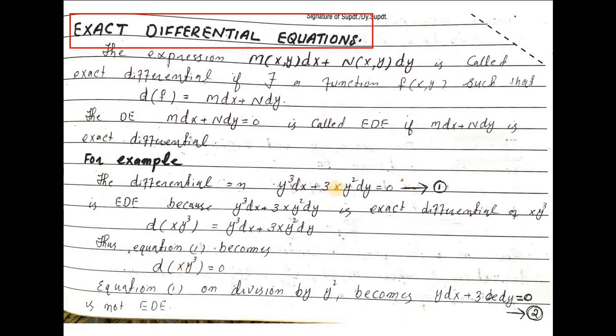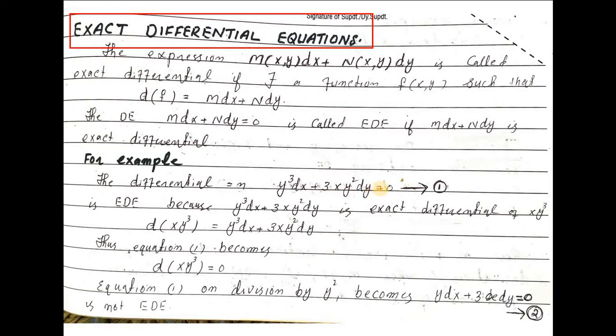Equation 1, and division by y square becomes y dx plus 3x dy equal to 0, and this equation is not an exact differential equation. Here we have equation number 1. This equation is exact differential equation because the left hand side of this equation is differential of the function xy cube. So this is an exact differential equation.